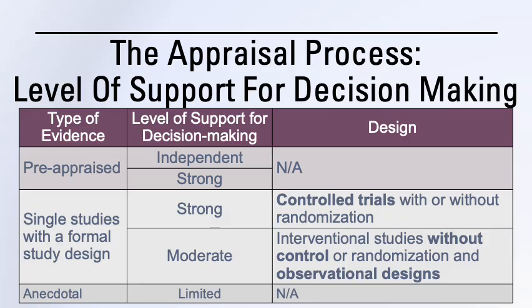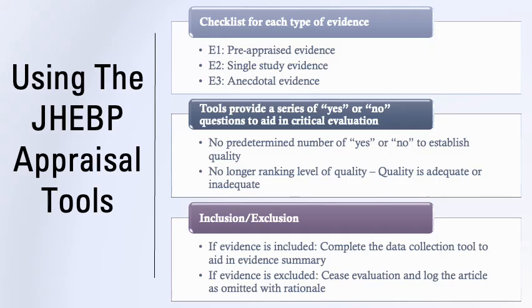We also need to examine the quality of the piece of evidence before adding it to our body of evidence to support practice change. We're now going to briefly talk about appraising the quality of evidence. Appraising evidence quality is inherently subjective. However, the Johns Hopkins model provides us with checklists that you should follow when appraising evidence quality. These checklists are found in Appendix E of the Johns Hopkins Evidence-Based Practice Model and Guidelines.